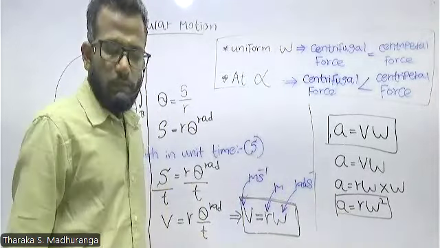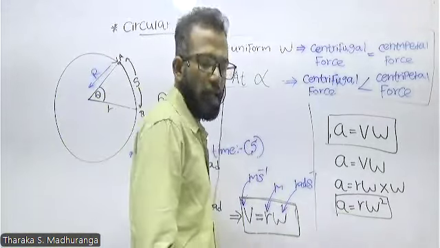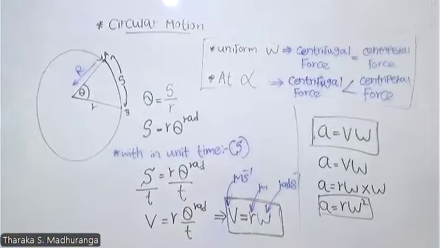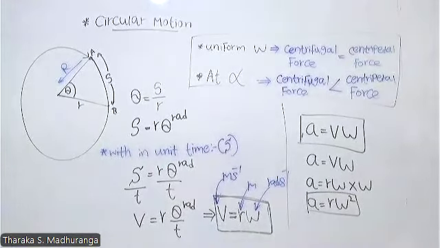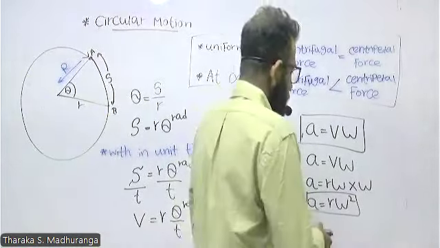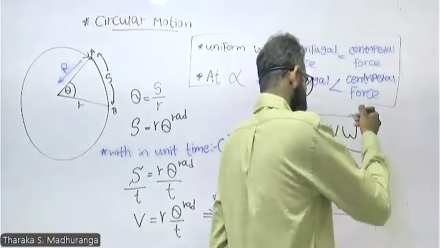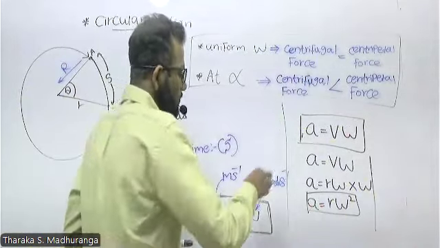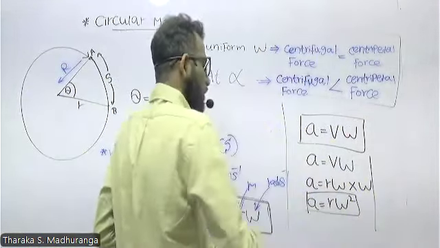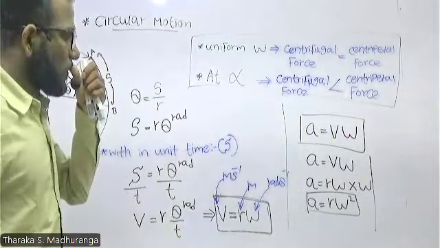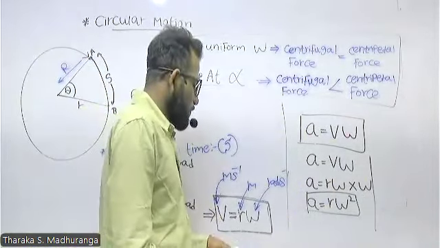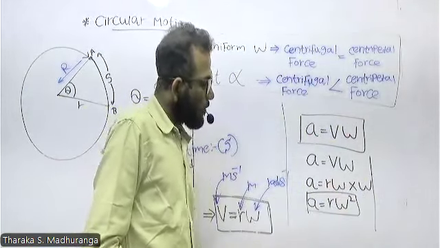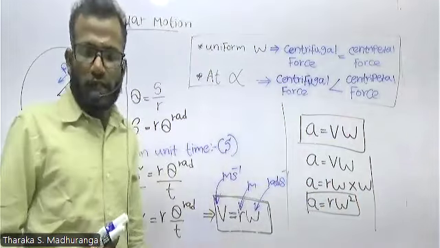Now we have another equation as well. That's two equations. A equal V omega is the actual equation. Substituting V equal R omega into V, then we can get the A equal R omega square equation.